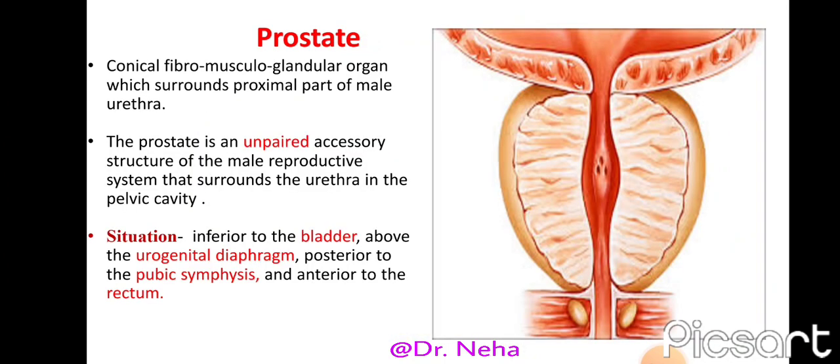Prostate is a fibromuscular glandular organ. It is conical in shape. This surrounds the proximal part of the male urethra. It is an unpaired accessory structure of the male reproductive system that surrounds the urethra in the pelvic cavity. It is situated inferior to the bladder, above the urogenital diaphragm, posterior to the pubic symphysis, and anterior to the rectum.